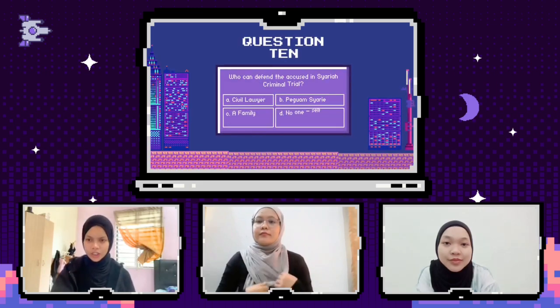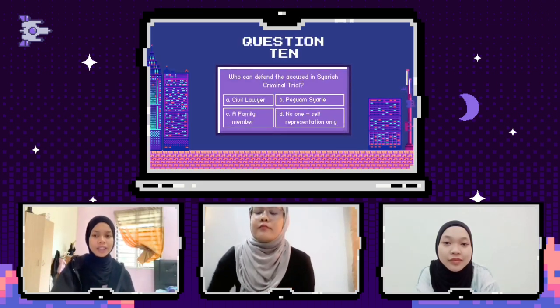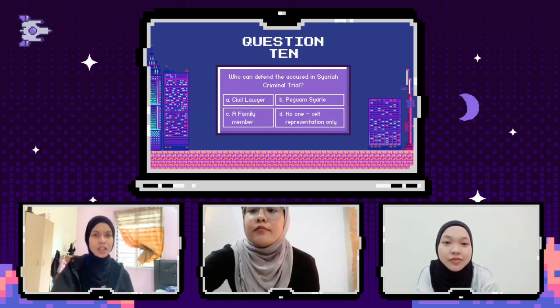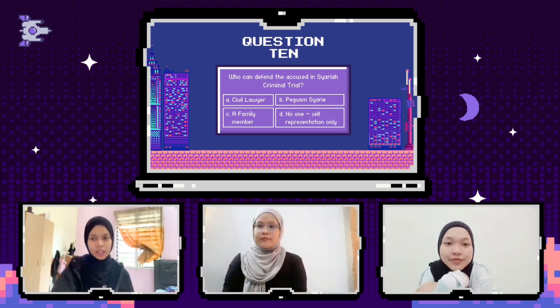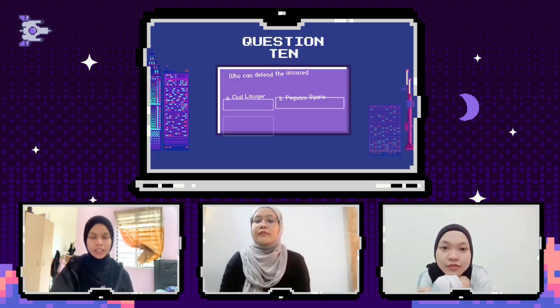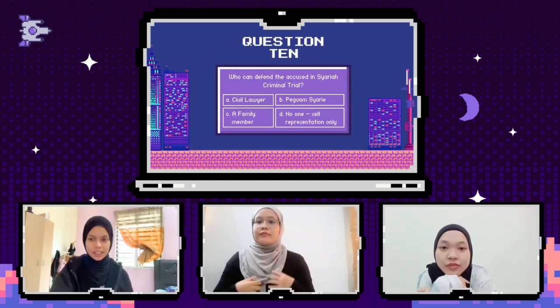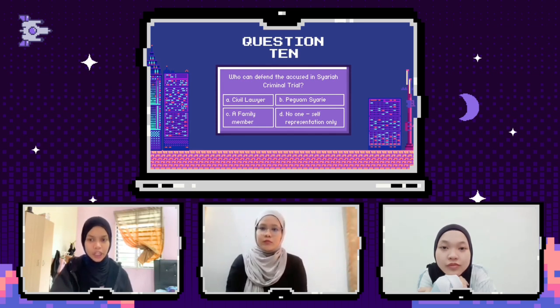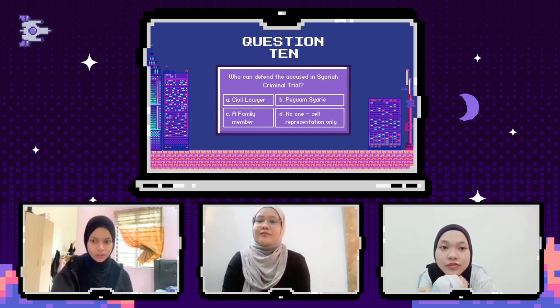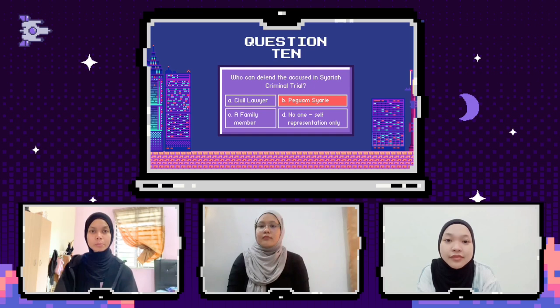Okay, final question dari set asal. Who can defend the accused in a Sharia criminal trial? A. A civil lawyer. B. A peguam syar'i. C. A family member. Or D. No one. Self-representation only. Senang je. Aku confirm jawapan dia B.